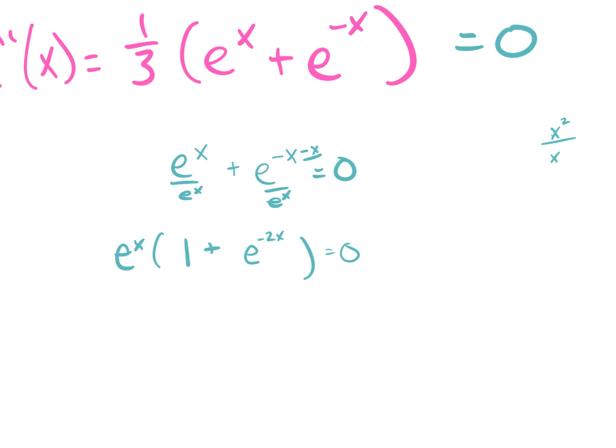So it's a little bit of algebra that we did there. It just looks a little bit more challenging because we have e's instead of just x's and numbers. So from here, let's set each term equal to 0. So e to the power of x equals 0, and 1 plus e to the power of negative 2x equals 0.